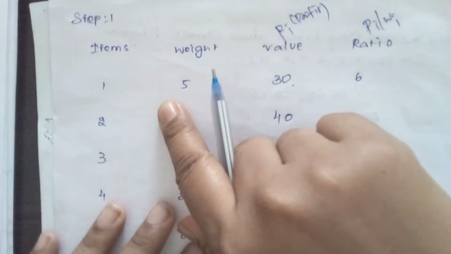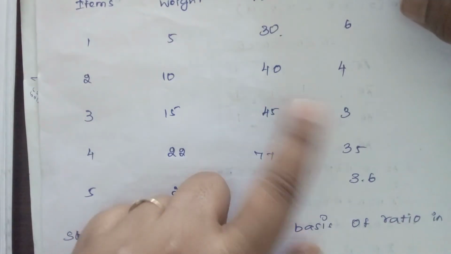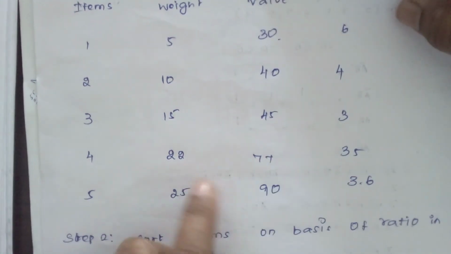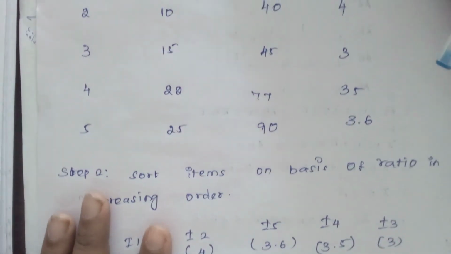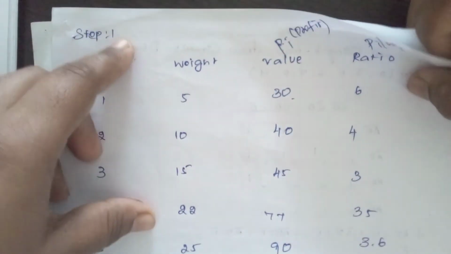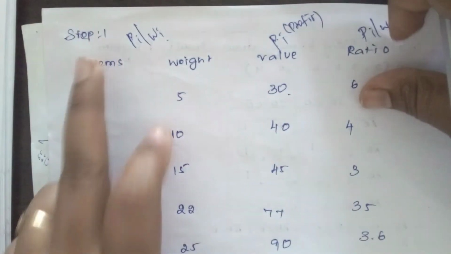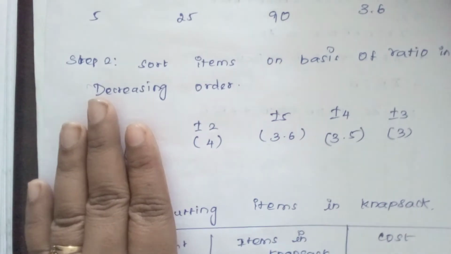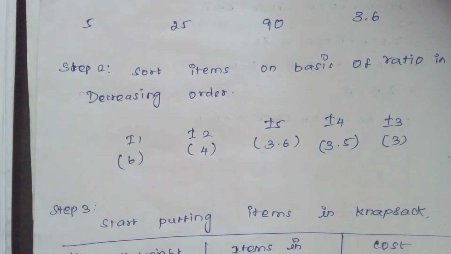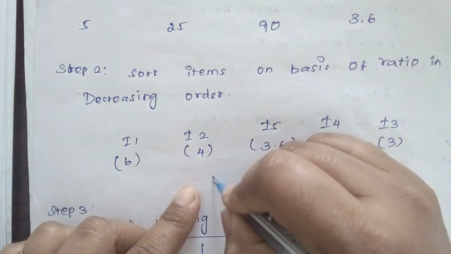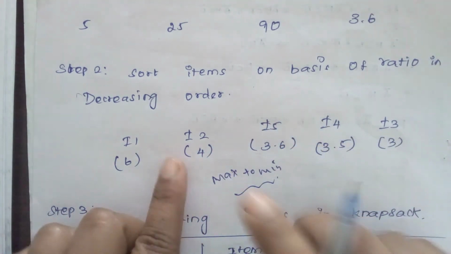35/5, that is 6. 40/5, 4. 10, 4. That's the thing here. 45, 15, 3; 77, 22, 3.5; 90, 25, 3.6, like that there will be. So see here, the ratio part, Pi/Wi, is the first step. Okay, second step, see, sort items on the basis of ratio in decreasing order. That means maximum to minimum values we are arranging.